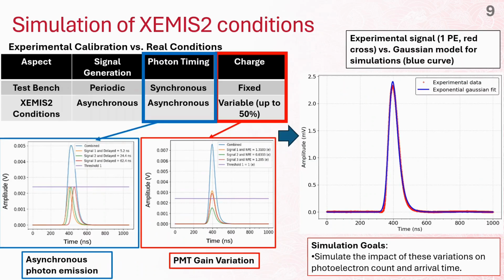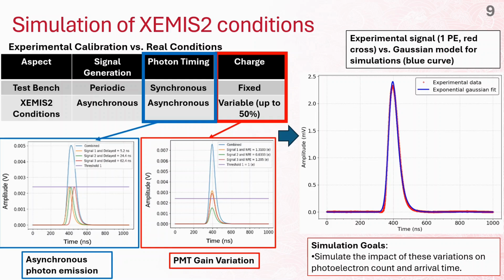To explain that, on the bench, signals are generated periodically, while in liquid xenon, photons are emitted asynchronously. And additionally, the actual PMT charge can vary by up to 50% for each photoelectron detected. And so this study simulates how these conditions affect the measurement of photoelectrons and arrival time.